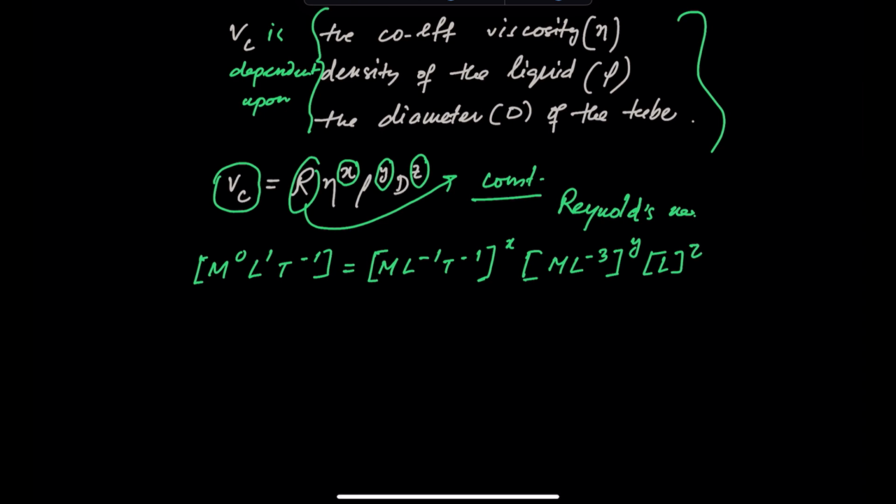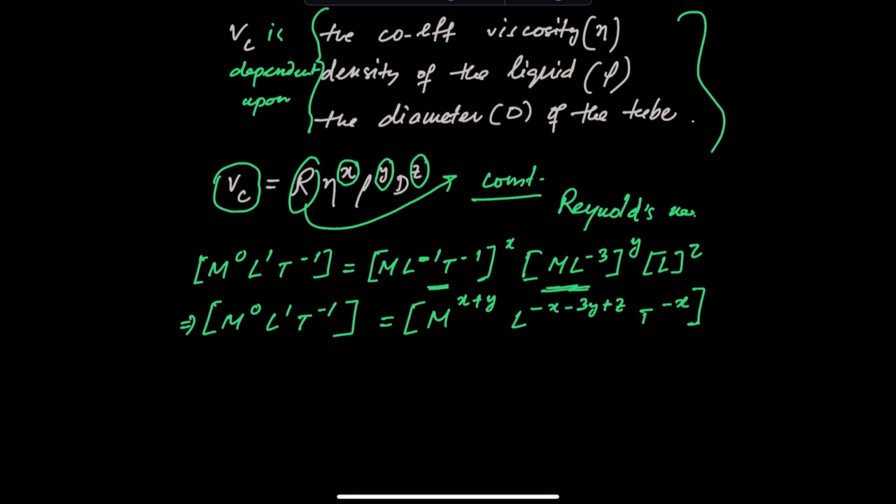Let us simplify it. That is equal to M to the power 0, L to the power 1, T to the power minus 1. Here it comes M to the power x, and from the next factor, M to the power y. So that becomes M to the power x plus y, multiplied by L to the power minus x minus 3y from this part, and L to the power z, so that becomes plus z. And T is present in this part only, so T to the power minus x. So that is the dimensional formula of the right hand side.